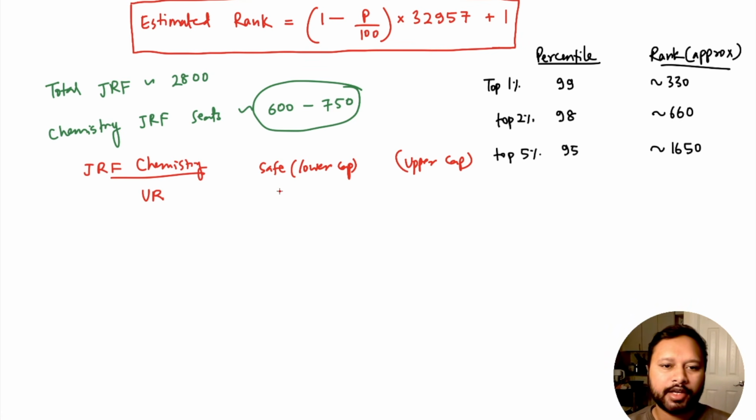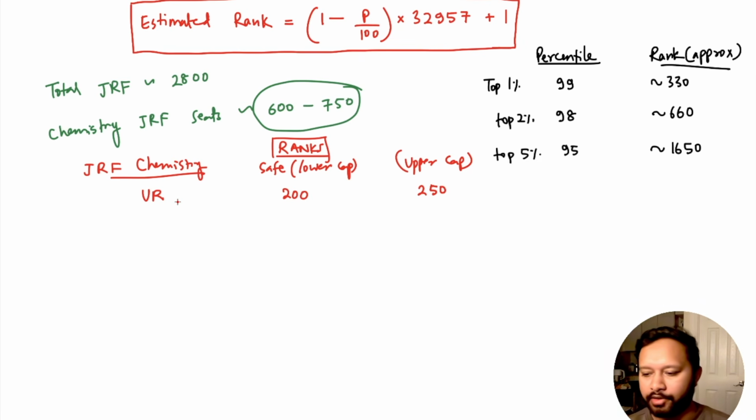So for the unreserved category for JRF in chemistry, and this is all about rank, if your rank is better than 200, you are in the safe zone, you should be qualified for JRF. You should be happy with it. The upper cap is 250. So if your rank is better than 250 and you belong to the unreserved category, there are high chances that you will be considered as JRF.